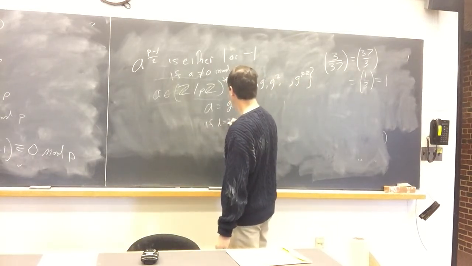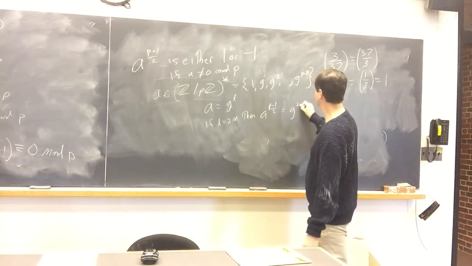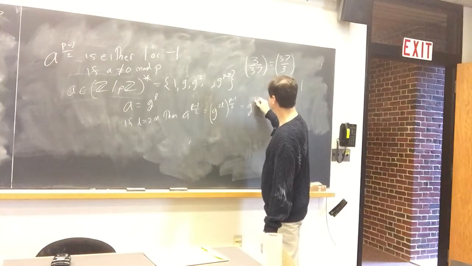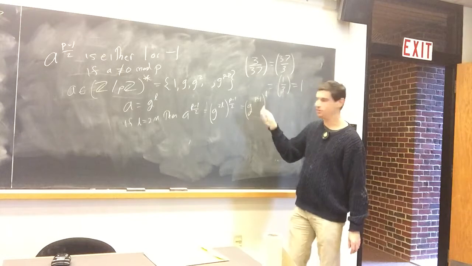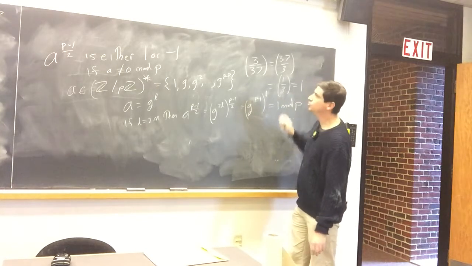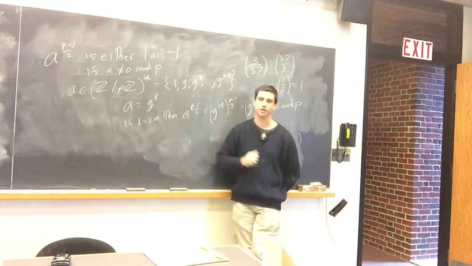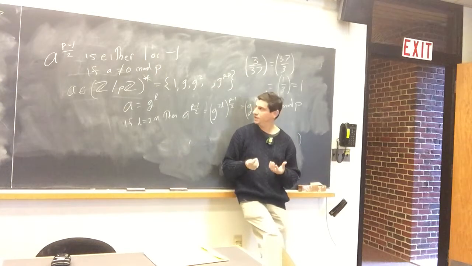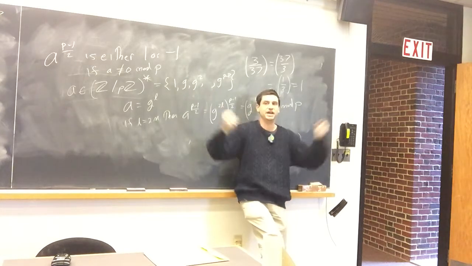If L equals 2M, then A to the P minus 1 over 2 is G to the 2M to the P minus 1 over 2, right? Which is going to be G to the P minus 1 to the M. But what is G to the P minus 1? It's just 1. Equals 1 mod P. So we know that if A is G to the L, it solves this relation, and we now know that the Legendre symbol is 1, and it's a square, because it's even. And Euler's criterion is 1. So we've now finished the case where A is G to the L for L even: Euler's criterion says +1, and the Legendre symbol says +1. So they align in that case.